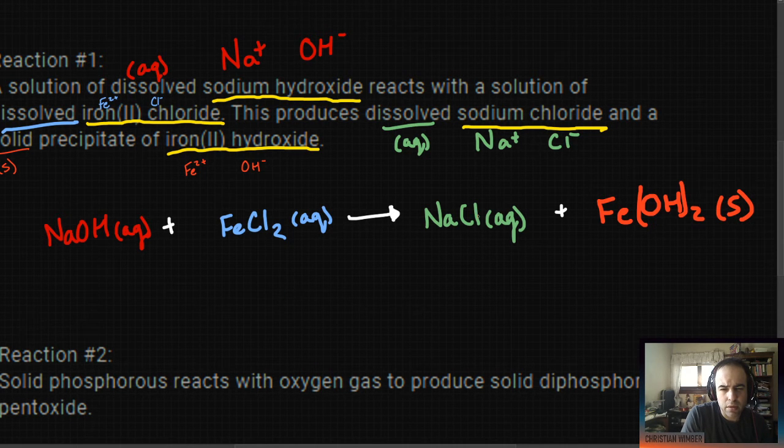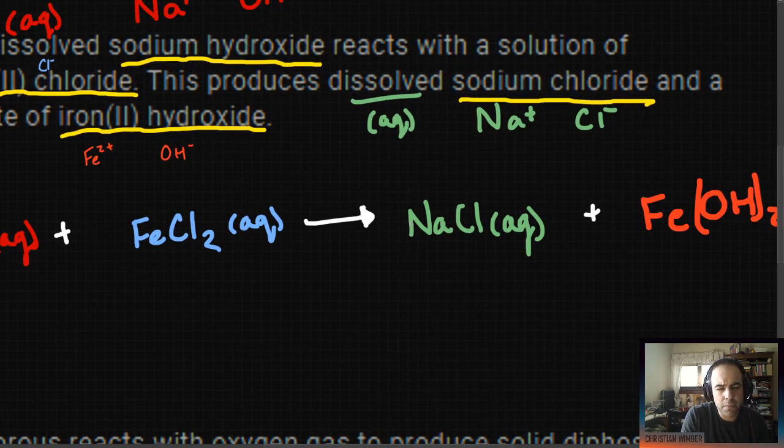There's only 1 chlorine on this side, so we need to fix that. If there's 2 chlorines over here, there needs to be 2 chlorines over here. So we can't just put a 2 there because that changes what we're talking about, and we don't want to change the chemical. We just need to change the number of those molecules, or formula units in this case.